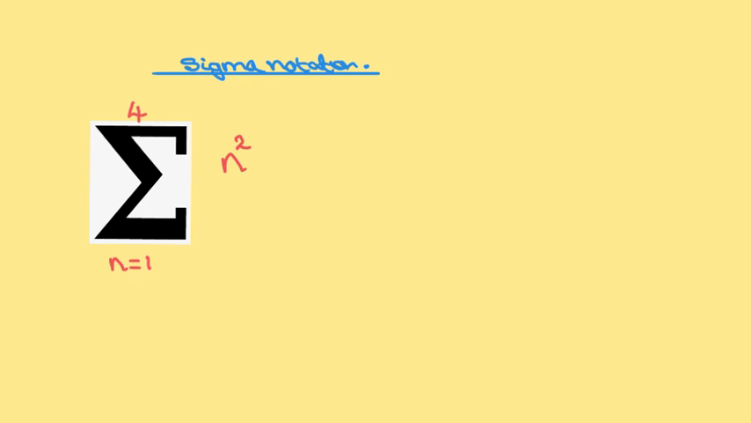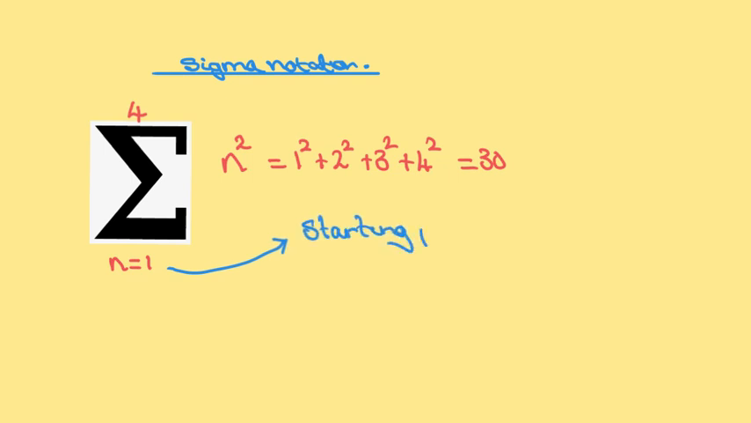So sigma n equals 1 to 4 of n squared means sum up 1 squared plus 2 squared plus 3 squared plus 4 squared, which equals 30. So n equals 1 is the starting point. n equals 4 is the finishing point.